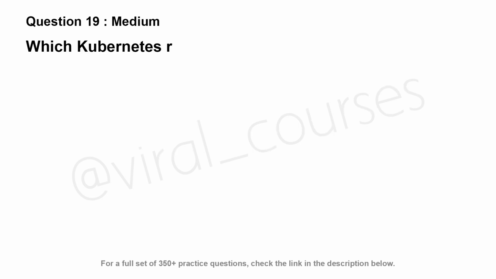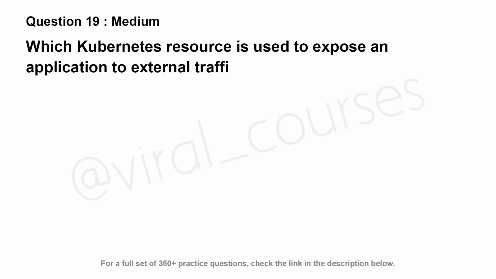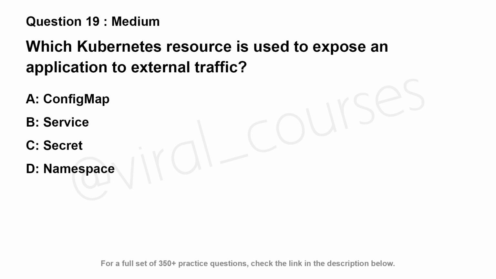Which Kubernetes resource is used to expose an application to external traffic? Option A. ConfigMap. Option B. Service. Option C. Secret. Option D. Namespace.